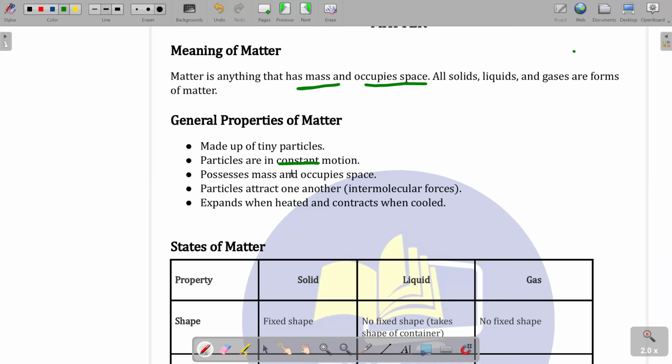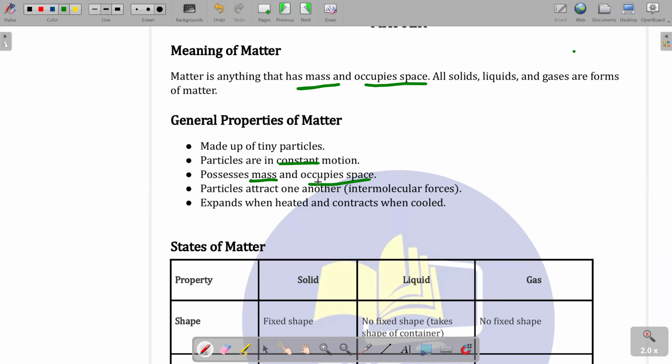Between the particles that make up matter, there exist forces of attraction or repulsion, depending. Generally, we could say there are intermolecular forces of attraction between these particles. Sometimes the forces of attraction can be strong, sometimes weak. Matter could also expand upon heating and contract upon cooling, meaning it responds to changes in temperature.